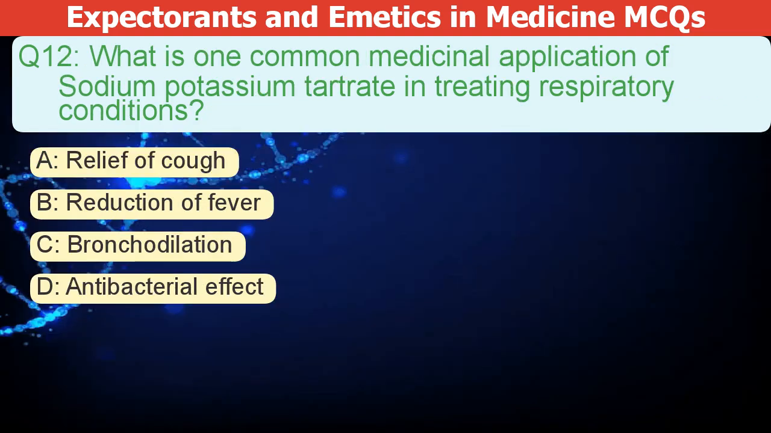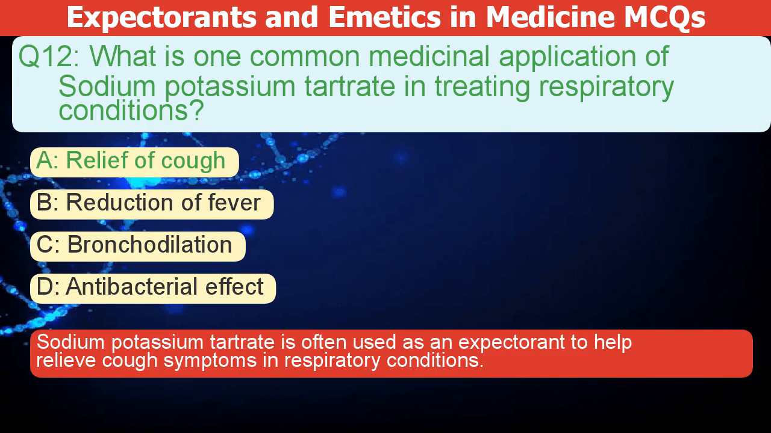What is one common medicinal application of sodium-potassium tartrate in treating respiratory conditions? A. Relief of cough. B. Reduction of fever. C. Bronchodilation. D. Antibacterial effect. The correct answer is A. Sodium-potassium tartrate is often used as an expectorant to help relieve cough symptoms in respiratory conditions.